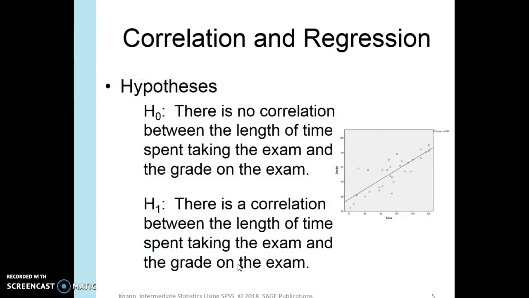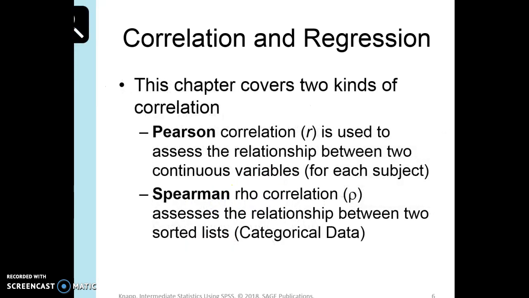Here's a hypothesis. H0: There is no correlation between the length of time spent taking the exam and the grade on the exam, and H1 here, the motivated hypothesis. In this chapter, we're going to use either the Pearson or the Spearman. I'll tell you now, the Pearson is used for continuous variables that pass three specific pre-test situations, pretty much like all those we've checked data for before.